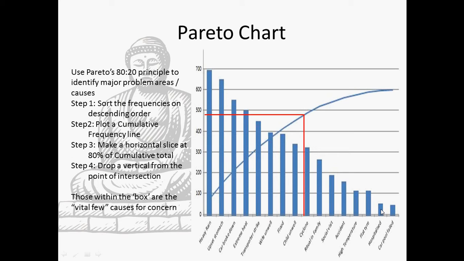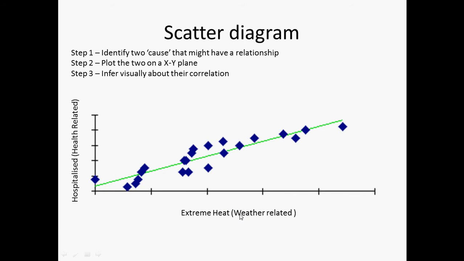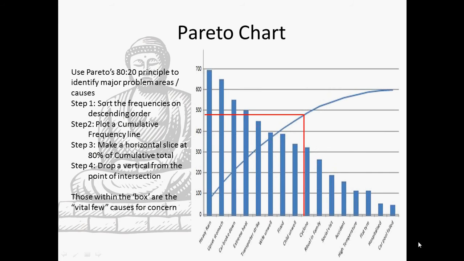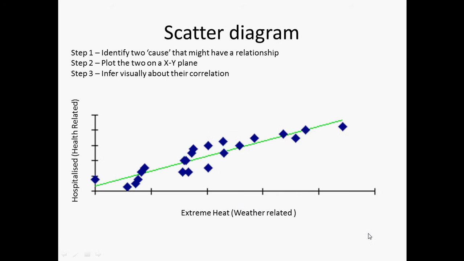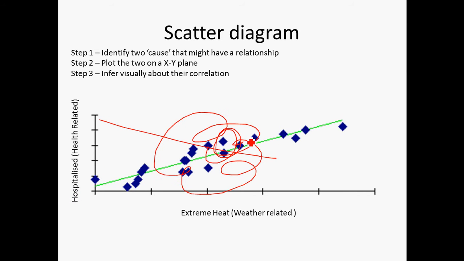So can I neglect hospitalized and consider extreme heat? But extreme heat causes hospitalization, which means these two are related. So I don't know whether I can actually neglect this. That's a scatter diagram where I try to find out if there is a positive correlationship or if there is a negative correlationship or if there is no correlationship, like that, when I cannot make a straight line.